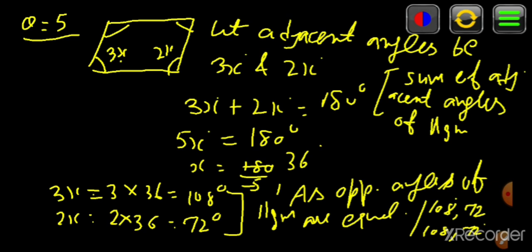So which property we have used for a parallelogram? The adjacent angle of a parallelogram has the sum 180 degree. From here we have found the value of x, then the value of 3x and 2x because ratio is 3 and 2. Now opposite angles of a parallelogram are always equal. So we have found all the angles.